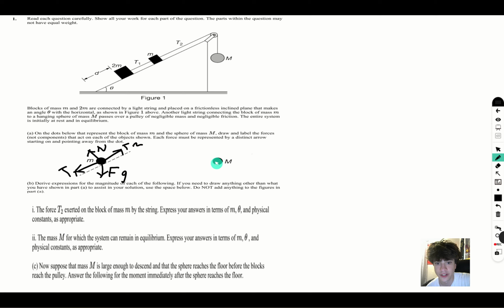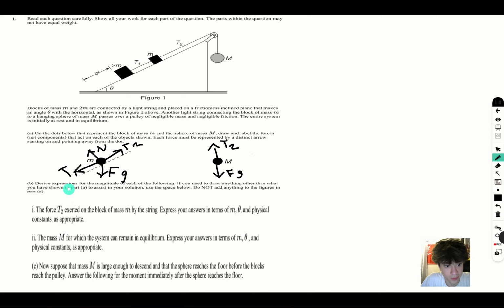Now over here we have the ball of mass big M. It's going to have gravity affecting it, force of gravity once again, and it's going to have T2 affecting it over here. And those are the only two forces that are acting on the ball of mass big M.